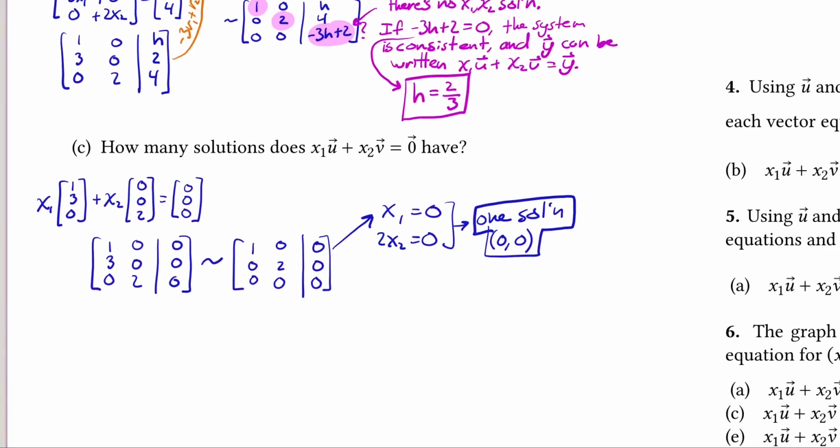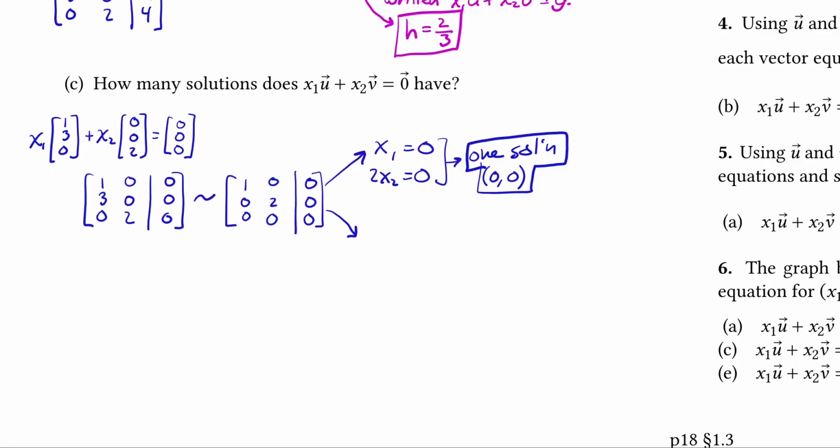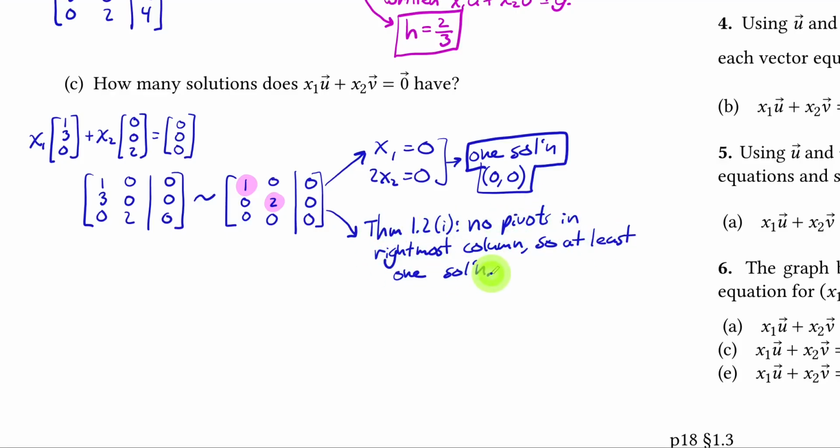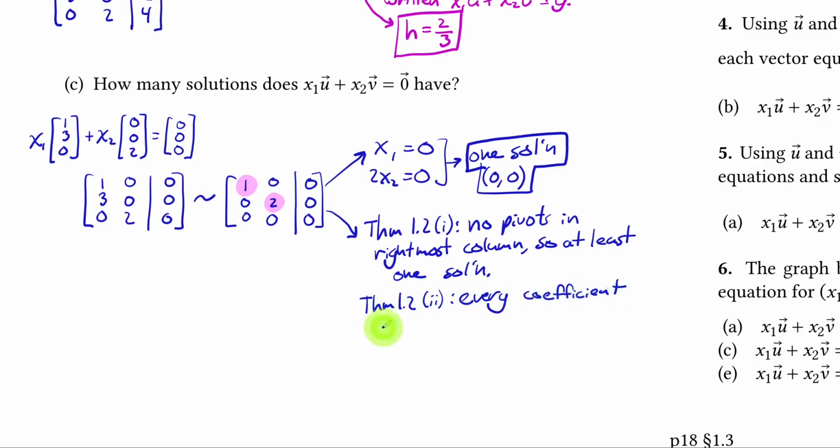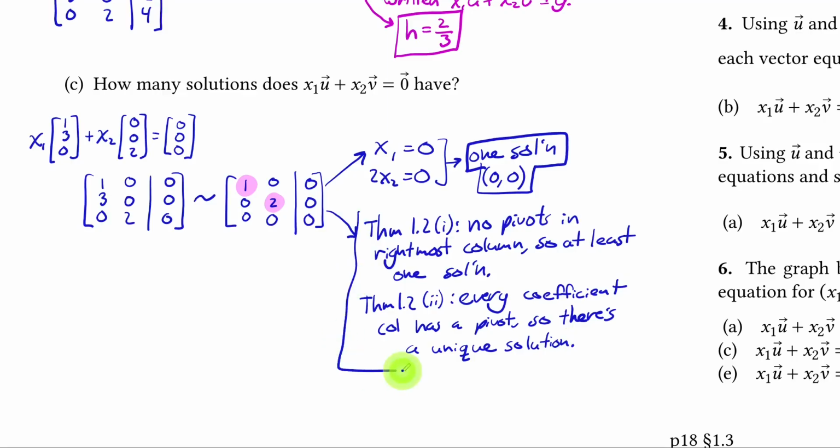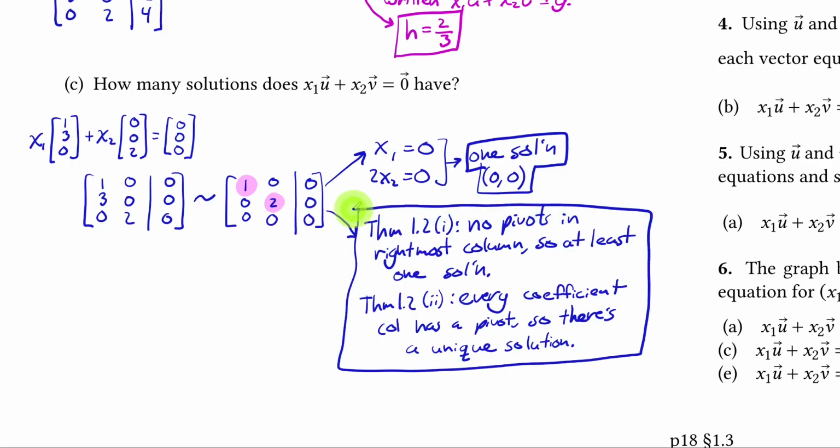Or if you want to get practice applying theorem 1.2, which is a good theorem to be studying and trying to use, we can see that the pivot positions are not in the rightmost column, so it is consistent. It has at least one solution. And is it just one solution or an infinite number of solutions? Well, there are no free variables here because every one of the columns has a pivot, so there's a unique solution. And both of these are great. The second one, you're practicing studying the theorems. The first one is more straightforward.